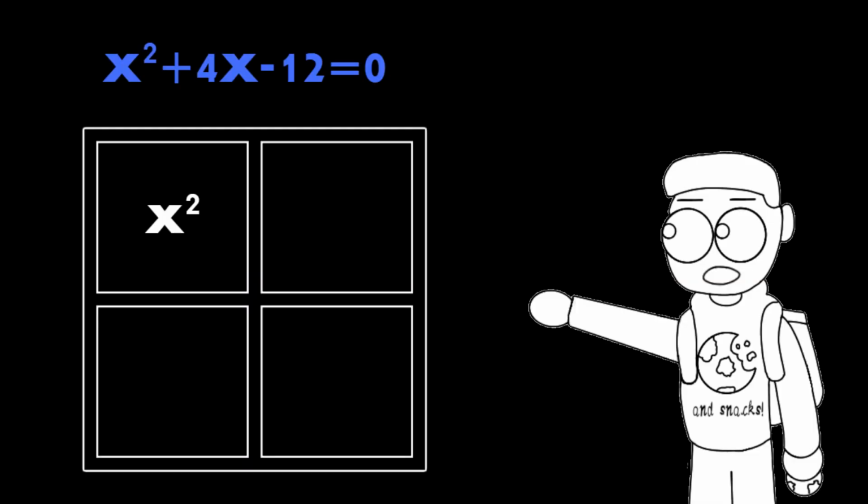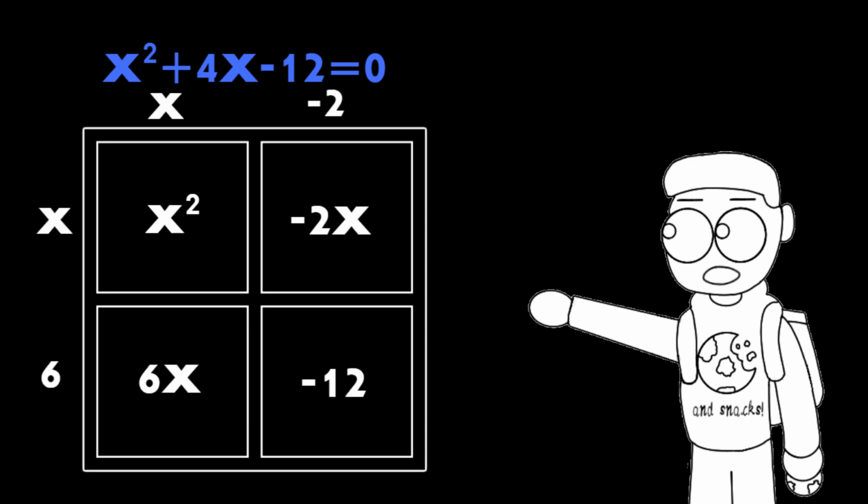Then put x squared on the top left corner of the box. Put negative 2 on the top right corner of the box. And put 6 on the bottom left corner of the box. Next put negative 12 on the bottom right corner of the box.